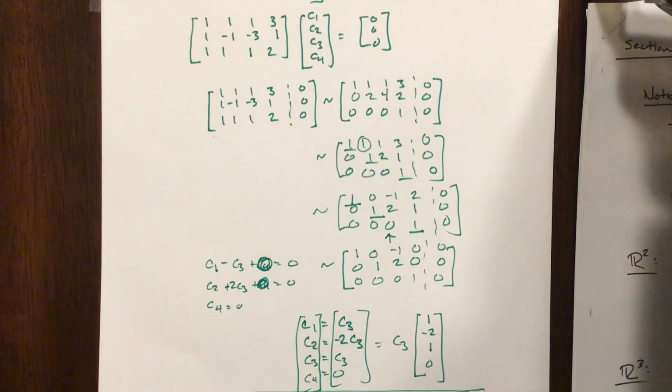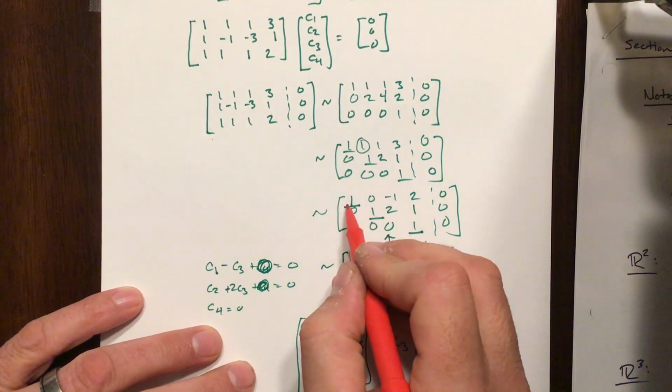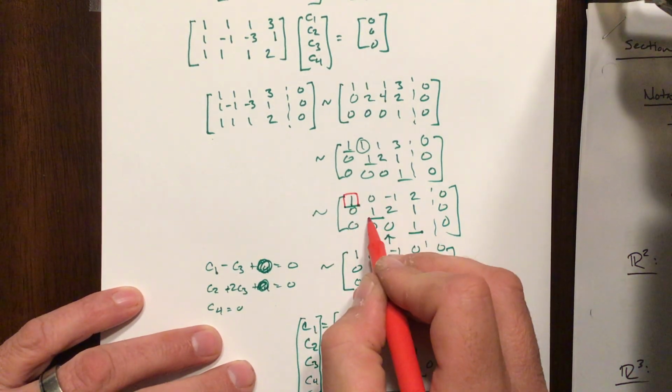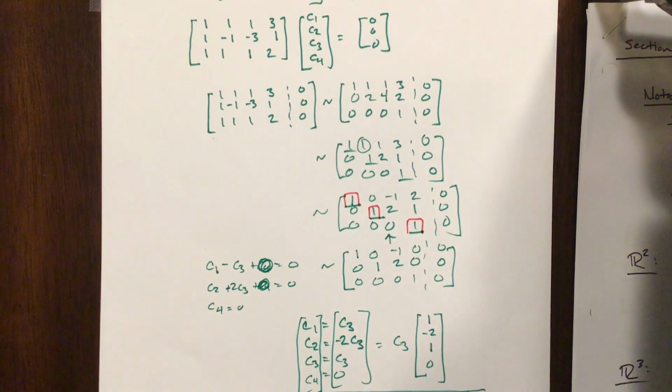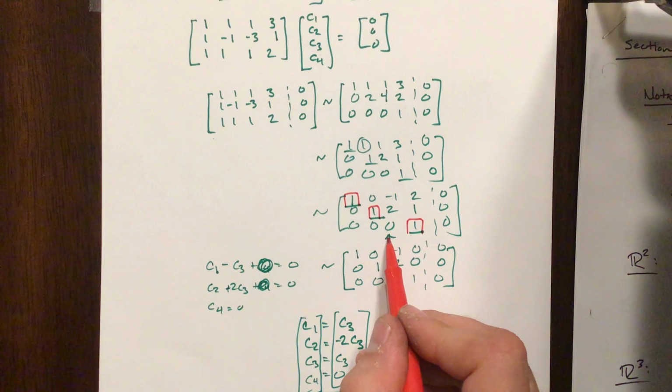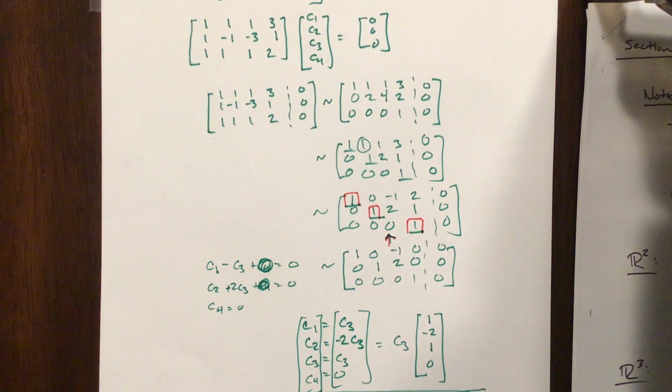In our work for this problem, we found that there was a pivot in every column but one, the third column. That leads me to believe that the third vector can be a combination of the other two. Let's see if I can demonstrate that.